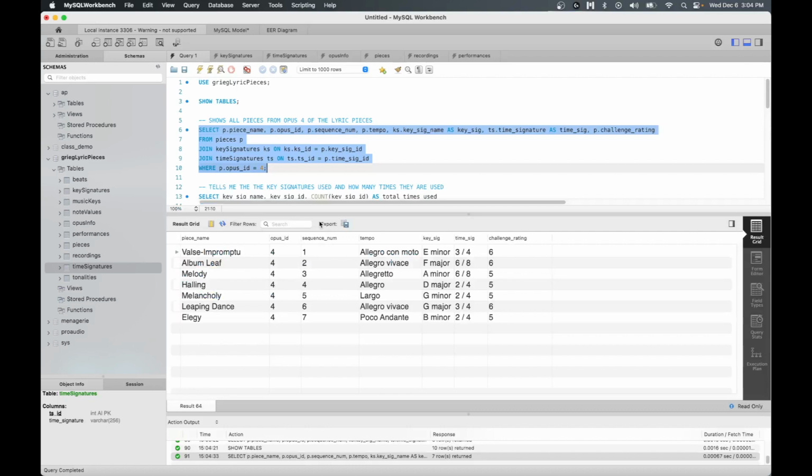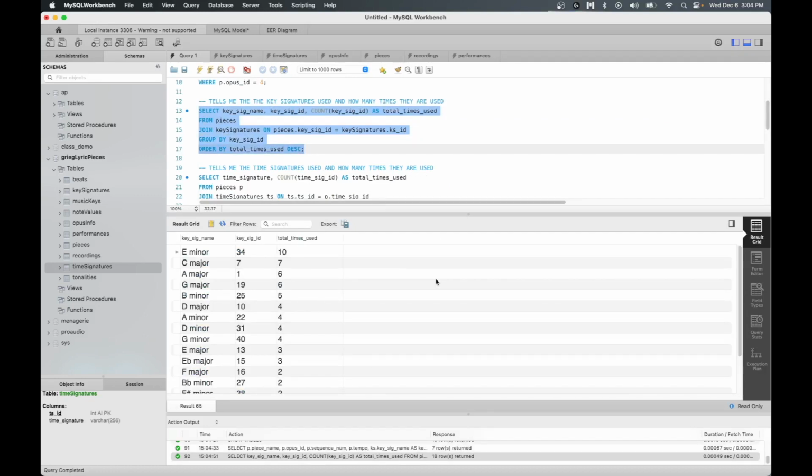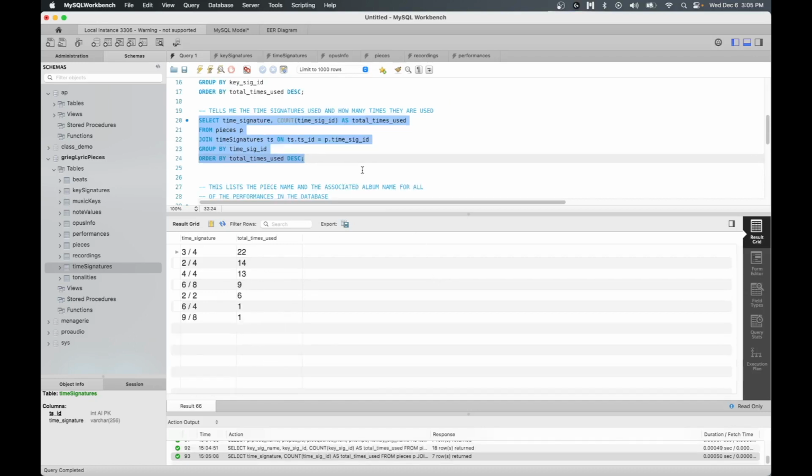The first query shows how the time signature, key signature, and pieces tables work together. This shows all of the pieces in Opus 4. The second query shows us that E minor is the most used key for composing the lyric pieces. The third query shows us that 3/4 time is the most used time signature.